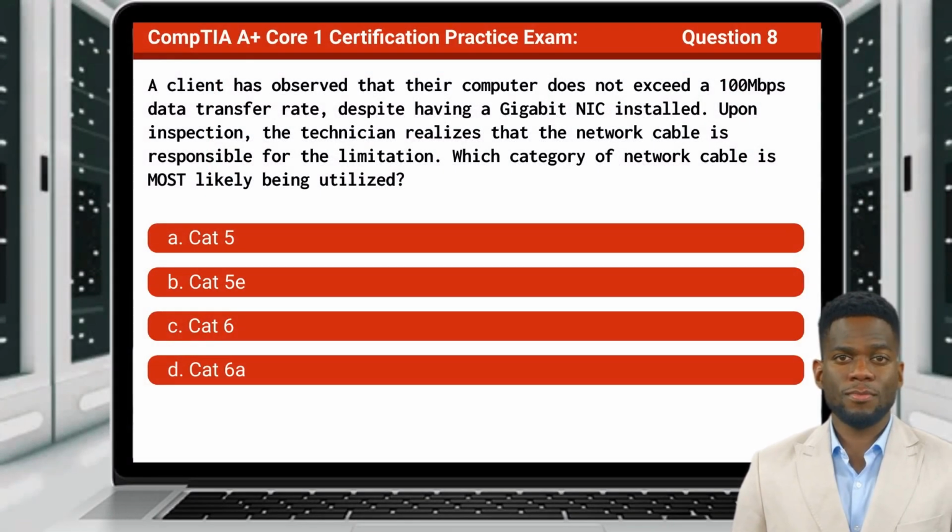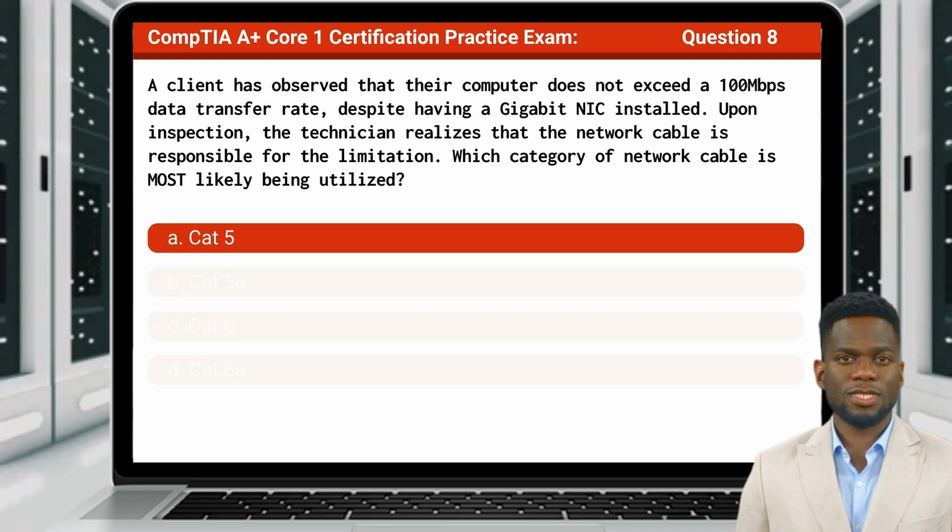Question 8. A client has observed that their computer does not exceed a 100 megabits per second data transfer rate, despite having a gigabit NIC installed. Upon inspection, the technician realizes that the network cable is responsible for the limitation. Which category of network cable is most likely being utilized? The answer is A. Cat5.